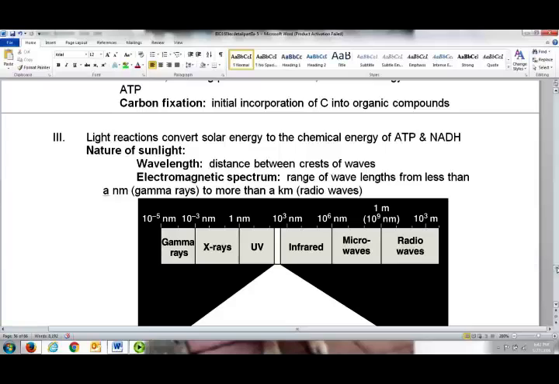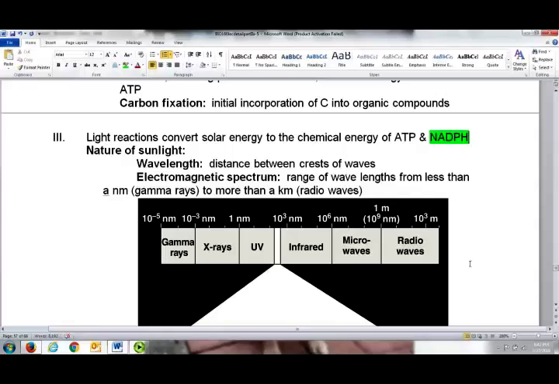So our light reactions are going to convert solar energy to chemical energy in the forms of ATP and NADPH. So this is something you'll want to update in your notes here as well.